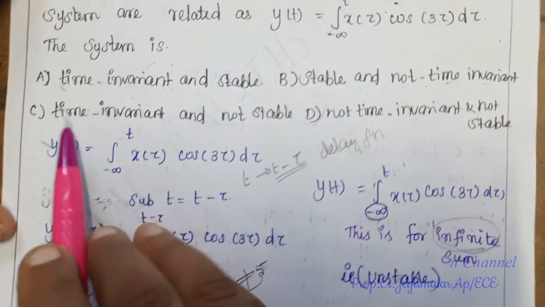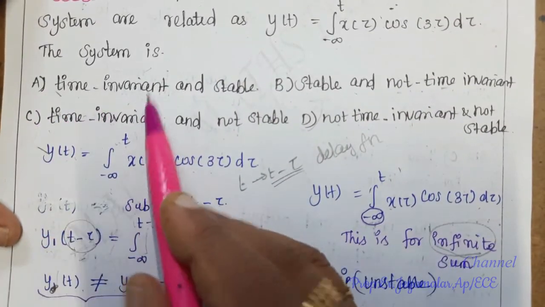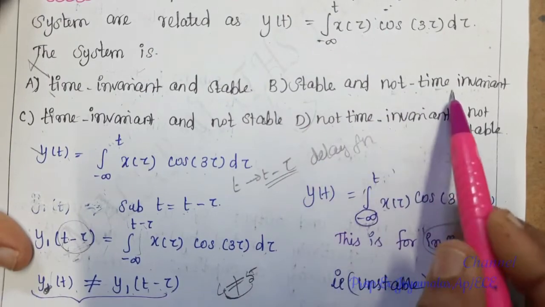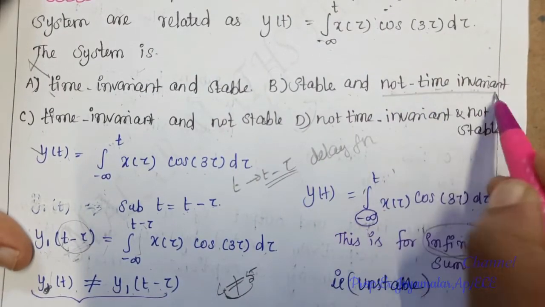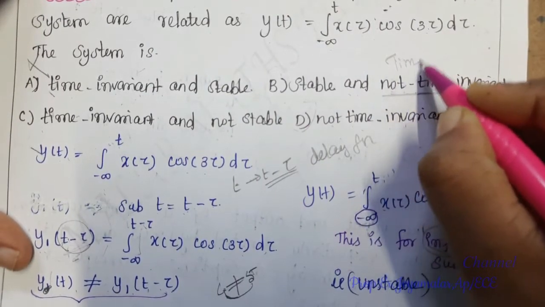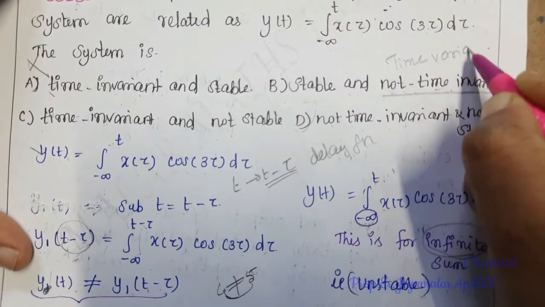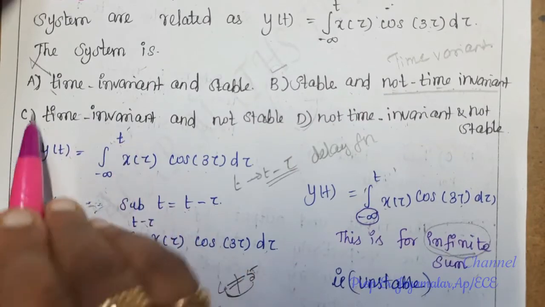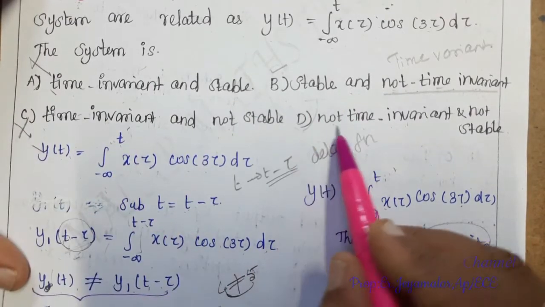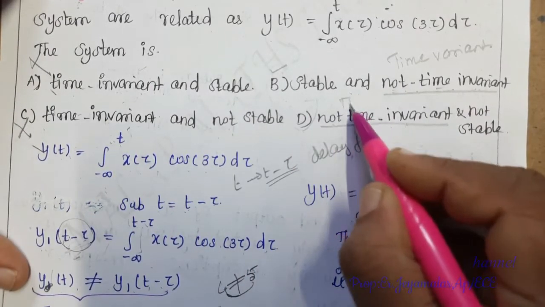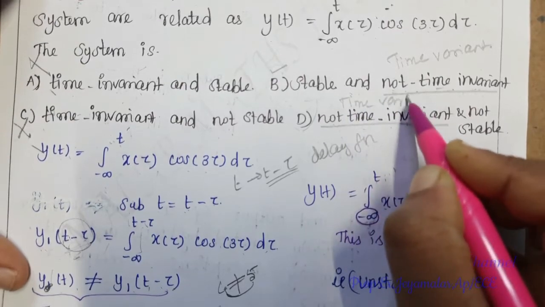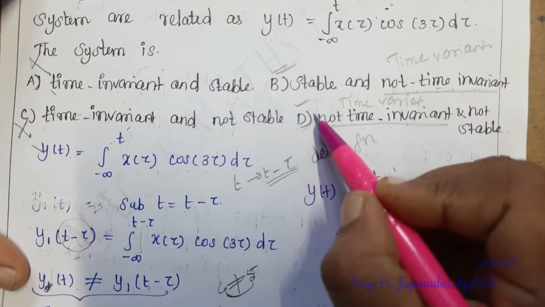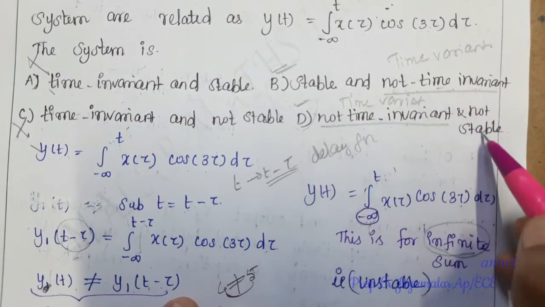Let me check the answer. Option A says time invariant, so option A is wrong. Option B, stable and not time invariant. Not time invariant means time variant only, both meanings are the same. Time variant, okay, option B is also okay. Option C, time invariant, so option C is a wrong answer. Option D, not time invariant, both answers are time variant. Option B and D are almost the same. Anyway, check whether it is stable or not.